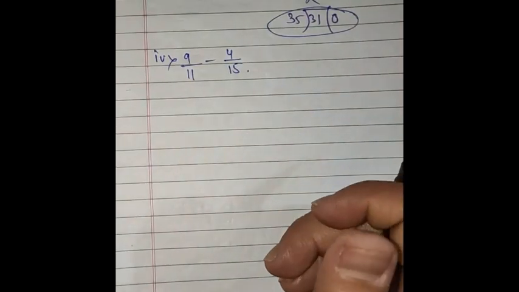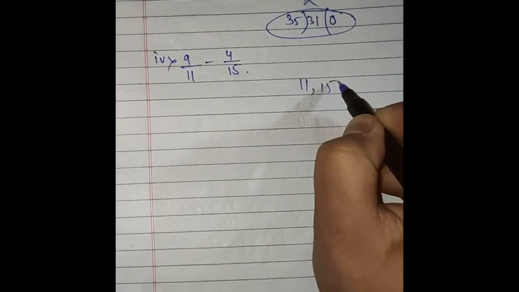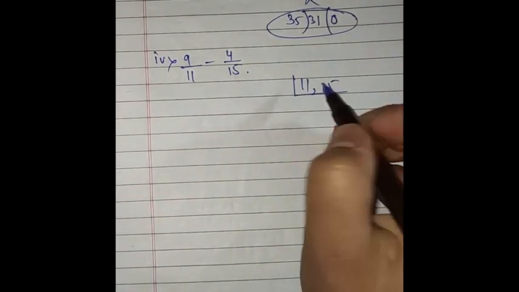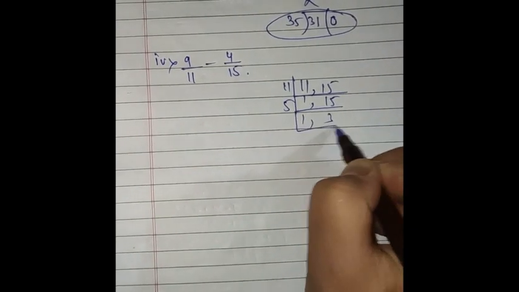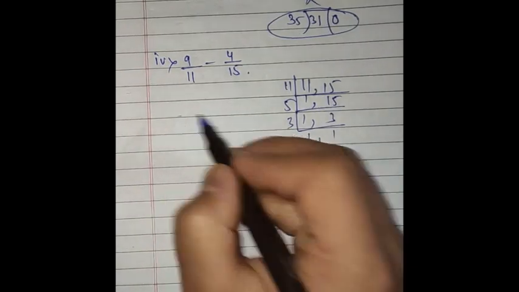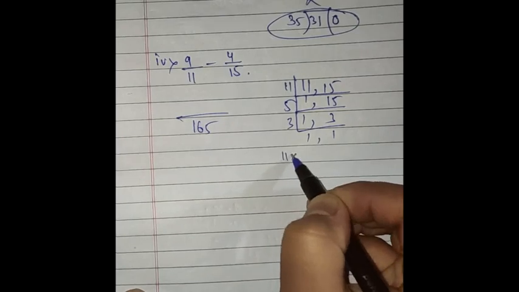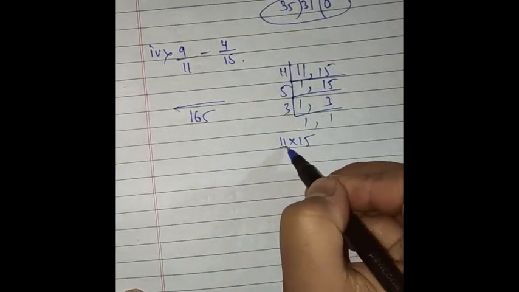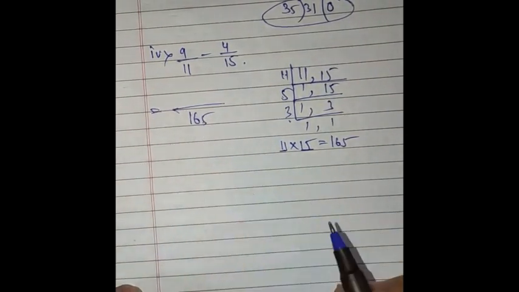Okay student, this is our next question, question number 4. So our LCM of 11 comma 15: 11 ones are 11, 15 will remain 15. So 5 threes are 15, and 15 into 11 is 165. 11 into 15, because 11 is there, then 5 threes are 15, so 165. Multiply it, get the answer. So 165, you got it.